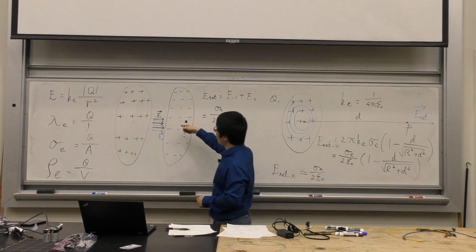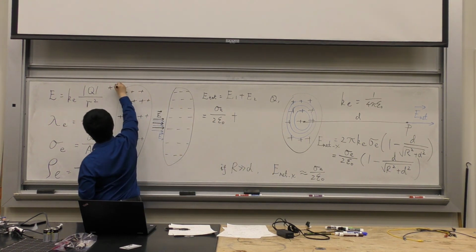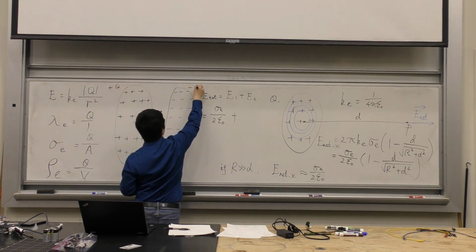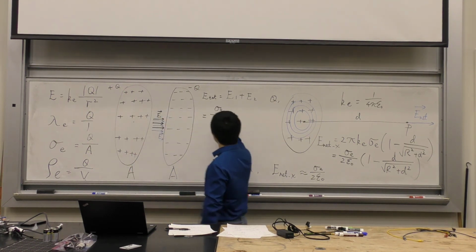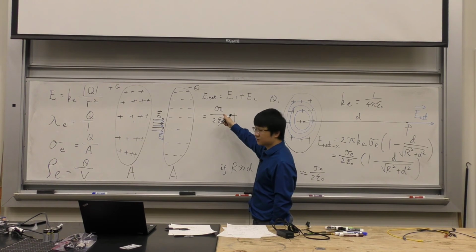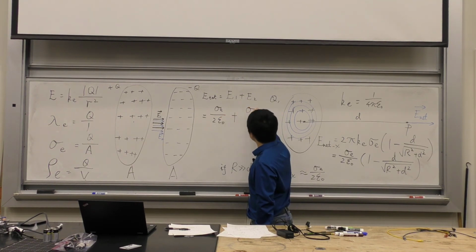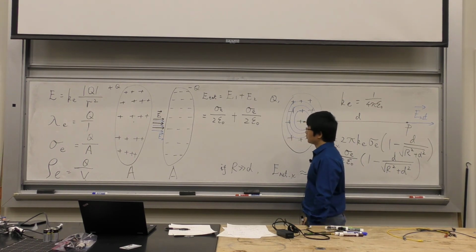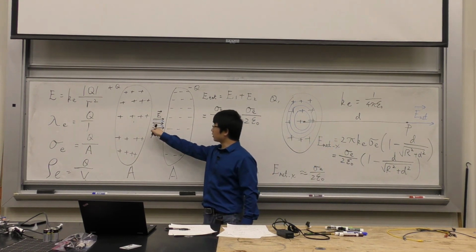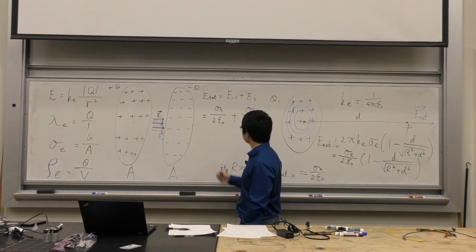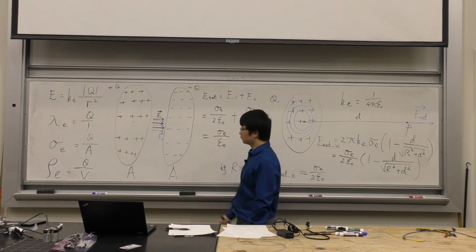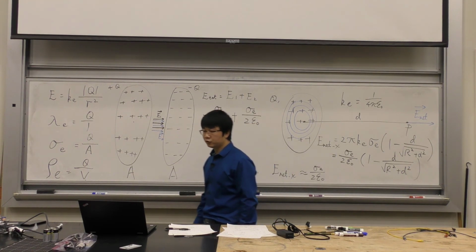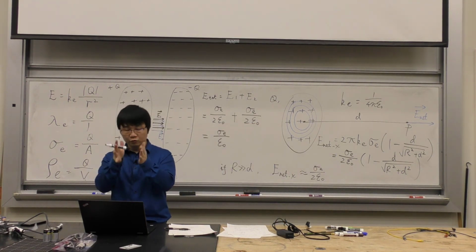E2, if I charge them with the same amount of charge, this is positive Q, this is negative Q, and they have the same area. So they will have the same surface charge density, right? So sigma_E over 2 epsilon naught. You add them together because they're in the same direction. You can literally add these two numbers together. You would just get sigma_E over epsilon naught. So that's the electric field between two plates.